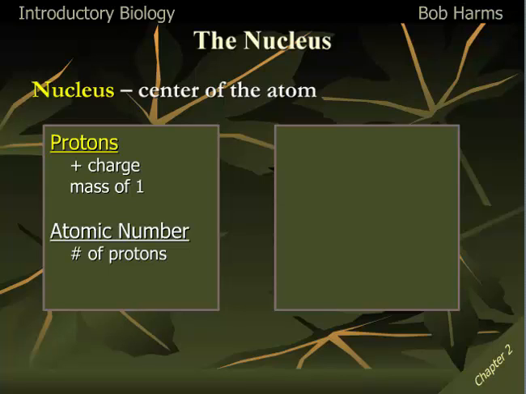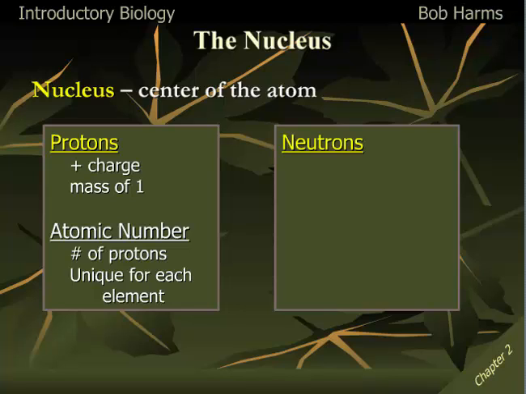So for example, carbon has an atomic number of 6. We know it has 6 protons in its nucleus. Oxygen has an atomic number of 8. It has 8 protons or plus charges in its nucleus. And it's this atomic number, or the number of protons, that is unique for each element. And so we've got over 100 different elements or chemical building blocks. Each one has a different number of protons in its nucleus.